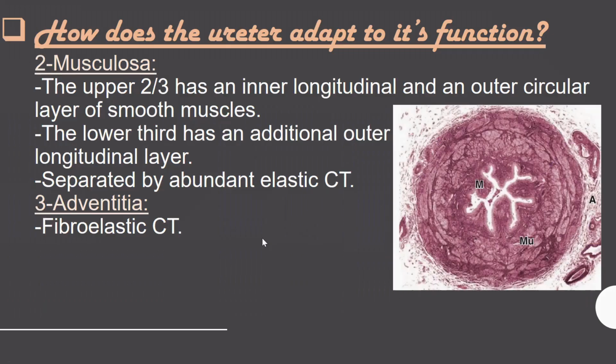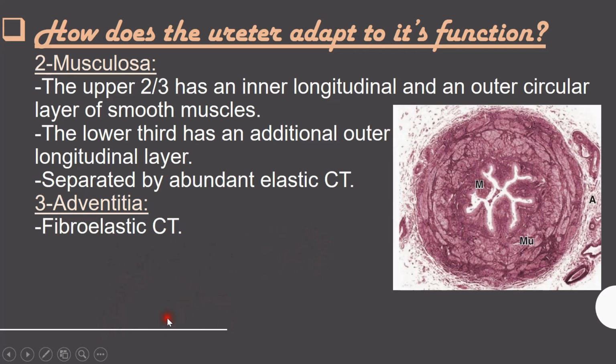After finishing the mucosa layer, let's move to musculosa and adventitia. The musculosa is formed of smooth muscles. The upper two-thirds of ureter has an inner longitudinal and an outer circular layer of smooth muscles. The lower third has an additional outer longitudinal layer, so we get an inner and outer longitudinal, and in between them, a circular layer of smooth muscles. All of these layers are separated by abundant elastic connective tissue. Contraction of these muscle layers produces peristaltic waves which propel urine along it towards urinary bladder.